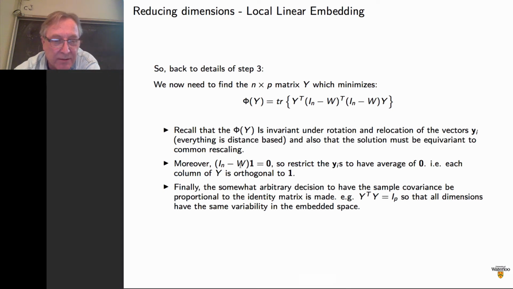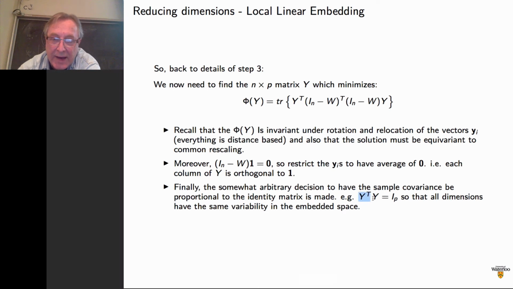It must change in the same way to common rescaling. Moreover, this thing equals 0. So if I multiply these matrices together, I'm going to have 1 minus W1, and just the way that the W's work, they all had to have length 1. I'm going to end up with 1s again and have a 0. So that's going to be 0. So we can restrict the y's so that they have to have average of 0. Now, each column of y is going to be orthogonal to 1.